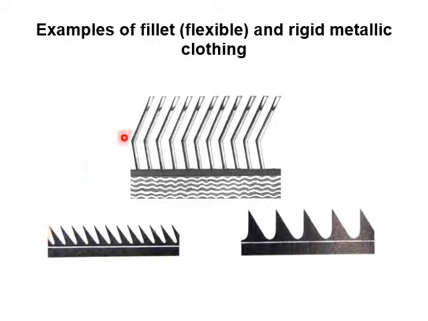This slide is basically showing the types of metallic clothing being used in the woolen card or worsted card. This is an example of flexible wire, which is also called fillet. Mainly it is used in a few of the rollers where we need flexibility in the wire, and these are the rigid metallic wires having different carding angles, different tooth heights and different pin density or wire density.